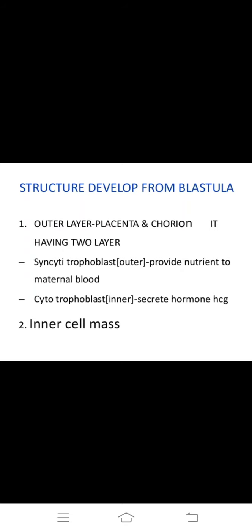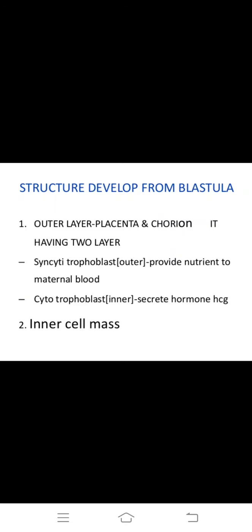The outer layer forms the placenta and chorion, having 2 layers. This blastula has 2 layers. The outer layer is the trophoblast, which provides nutrients from the maternal blood. The inner layer is the cytotrophoblast. It secretes the hormone HCG, human chorionic gonadotropin, very important.